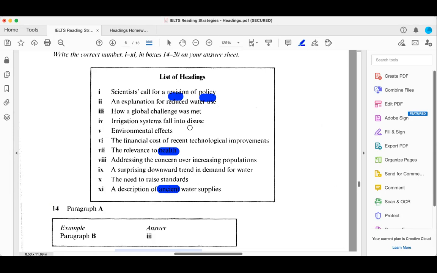Environment? No. Financial cost? No. Health? No. Increase in population? No. Downward trend? No. Again, infrastructure will be built. Keep this in front of you. Need to raise standards? Yes. Where is need to raise standards? Infrastructure will be built. No, because need to. No. Then we go back.